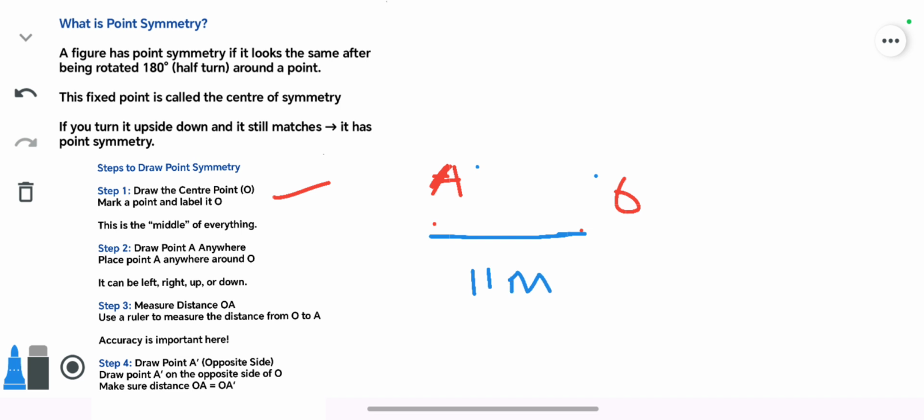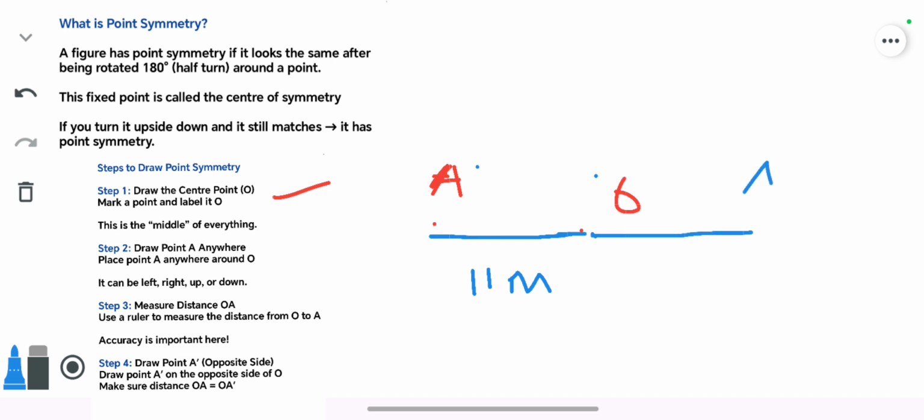Okay. And remember, when you are trying to draw the point of symmetry on any shape, accuracy is very, very important. Okay. So now let's move on to step 4. Draw point A on the opposite side of O. So this is the opposite side of O. And boom, there we go.